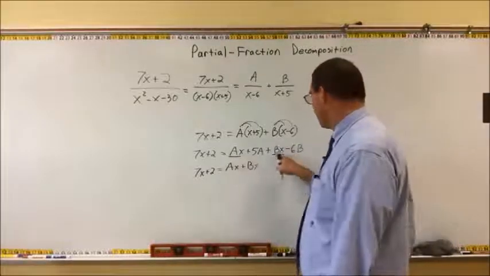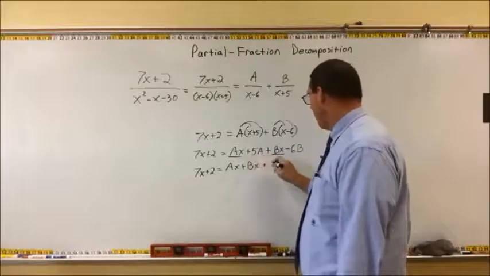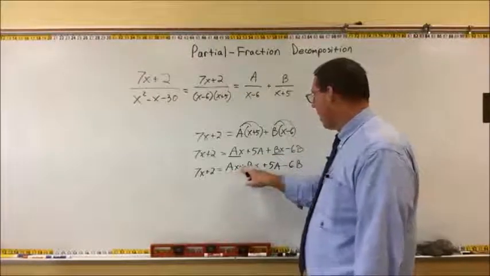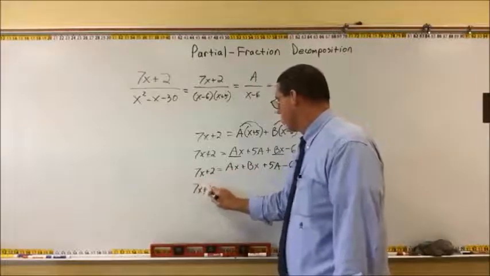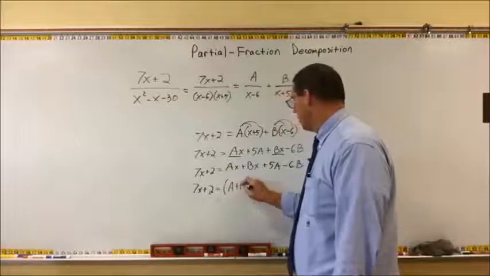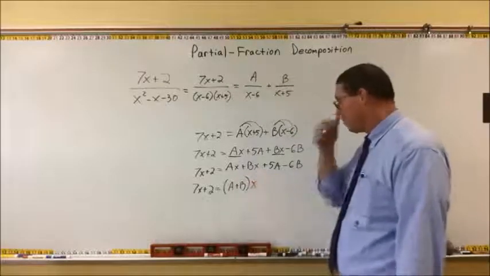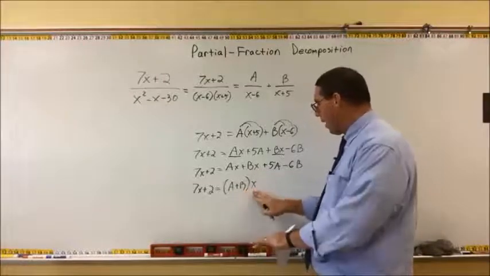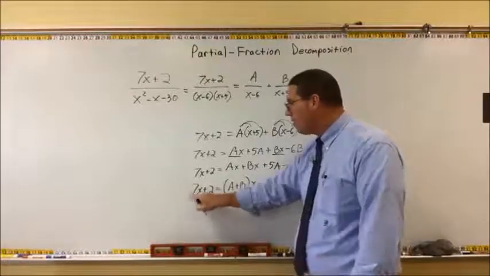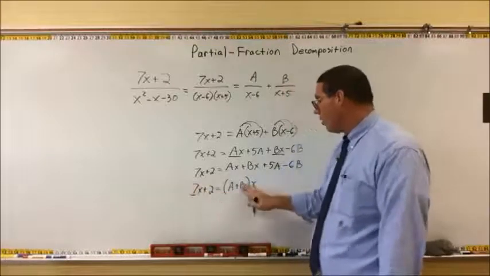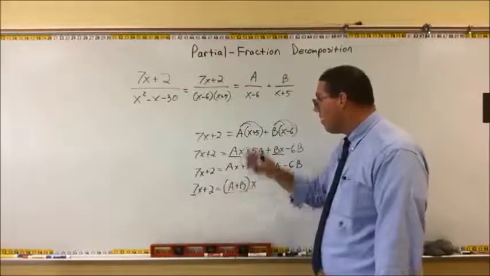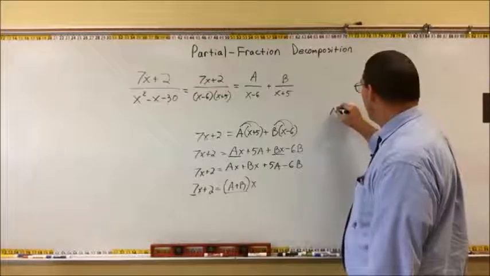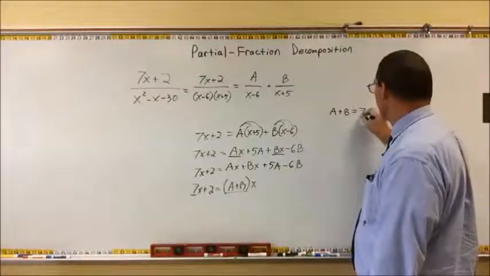Okay? So we got the ax plus the bx plus 5a minus 6b, right? Factor out the a plus b, so 7x plus 2 equals a plus b x. Now, I'm going to pause for just a second again. Notice, we have a plus b times x. Over here we now have an x. And what's in front of the x? A 7. What's in front of the x over here? A plus b. That must mean that a plus b is equal to 7. So we're going to write that over here. A plus b is equal to 7.